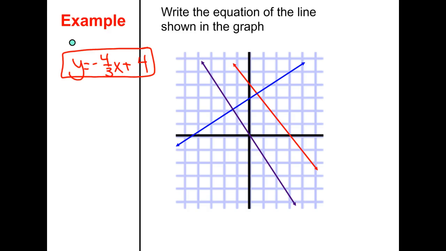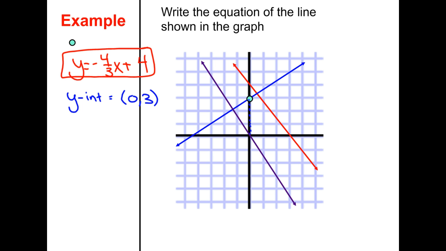Now I'm going to do my second line, the blue line. Again, we're going to look for a good y-intercept, and there's a good one right there. Our y-intercept is up 3. So the way we would write this is (0, 3). So our y-intercept is equal to 3, right?